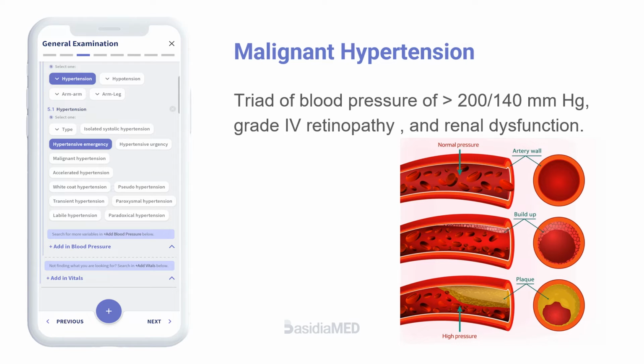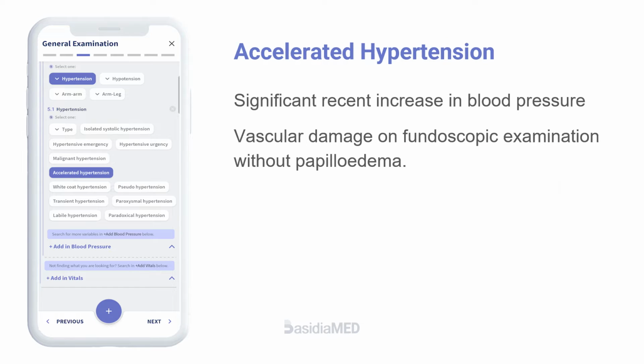This includes conditions such as malignant hypertension, which is a triad of blood pressure of greater than 200 over 140 mm of mercury, grade 4 retinopathy, and renal dysfunction. Accelerated hypertension is a significant recent increase in blood pressure over previous hypertensive levels, associated with evidence of vascular damage on fundoscopic examination, but without papilledema.